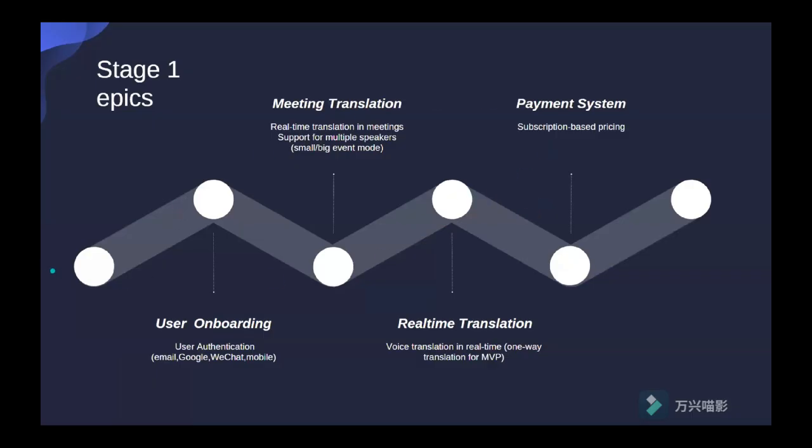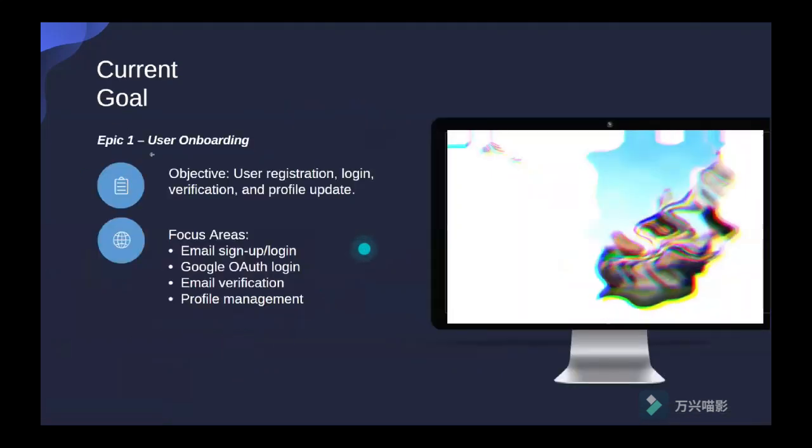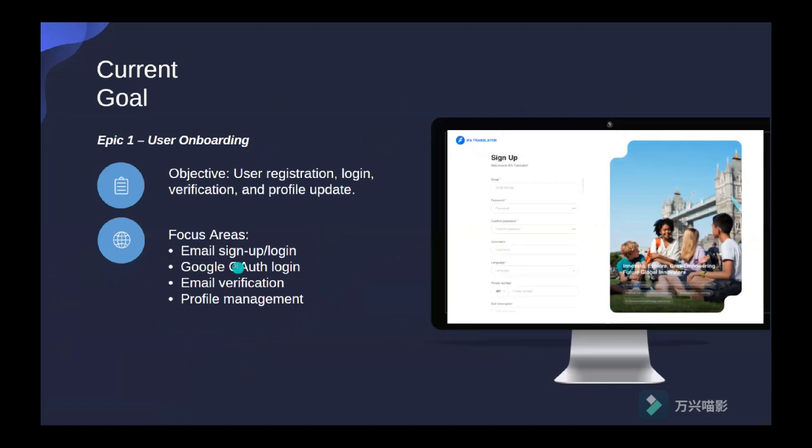So right now we are focused on Epic One user onboarding, where the main tasks are email-based sign-up and login, Google OAuth third-party login, email verification flow, basic user profile management. This stage sets the foundation for secure access and identity management across the entire platform. And at the right side is our sign-up page for PC.